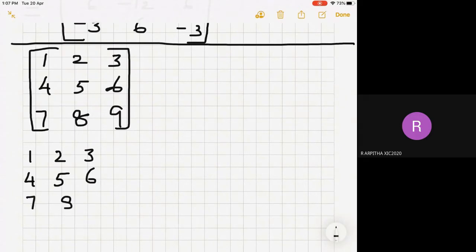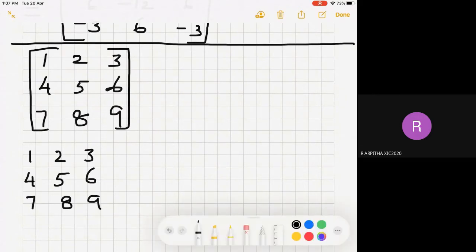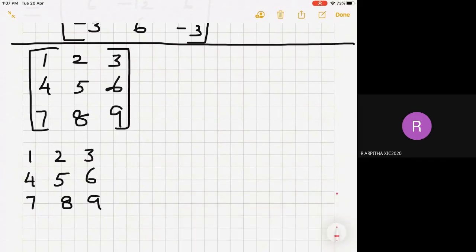What I'm going to do is, the first two columns I copy down. First two columns means 1, 4, 7. Then without any mistake, because if one mistake happens, the whole answer is gone, 2, 5, 8. What I did is, first two columns, this column and this column I copied.